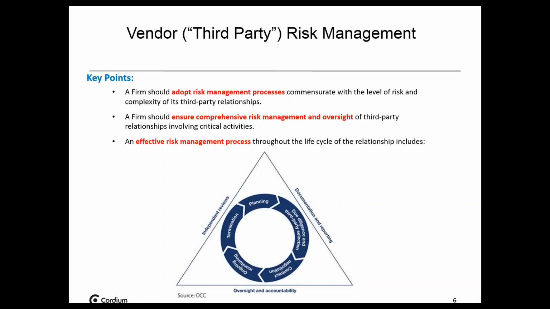And then what's the due diligence? That'll come through some of that risk rating process that we'll talk about down the road. Contract negotiations.